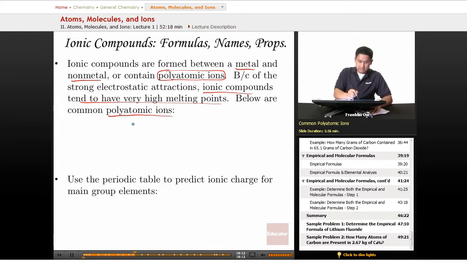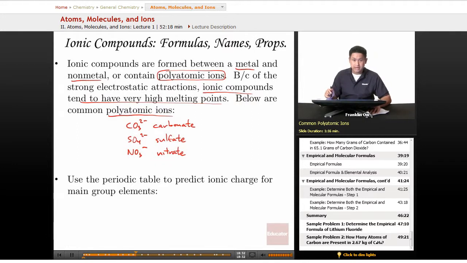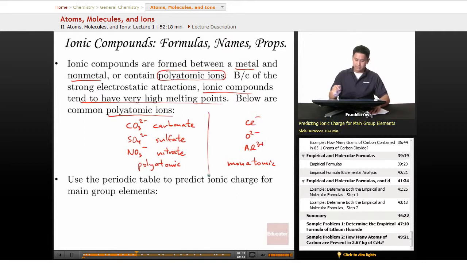So polyatomics could be the following, something like CO3 2-, which is called carbonate, or SO4 2-, which is called sulfate. Okay, NO3 1-, which is called nitrate. So you see why these are called polyatomic ions, because it's several atoms coming together to form one entity. Okay, so those are what we call polyatomic. Now, that is different than monatomic ions, of course, which are just formed from one unit, something like Cl-, O2-, Al3+, etc. Okay, so polyatomic versus monatomic.